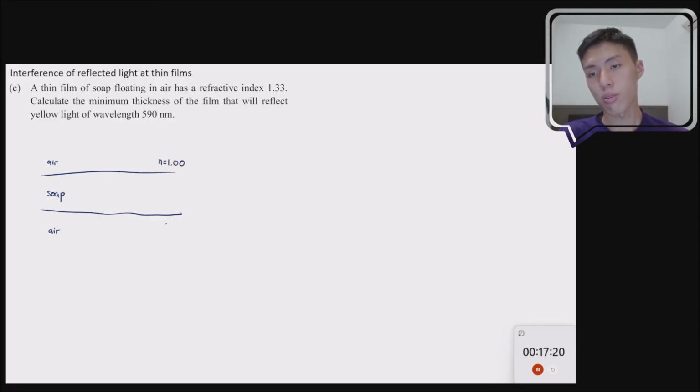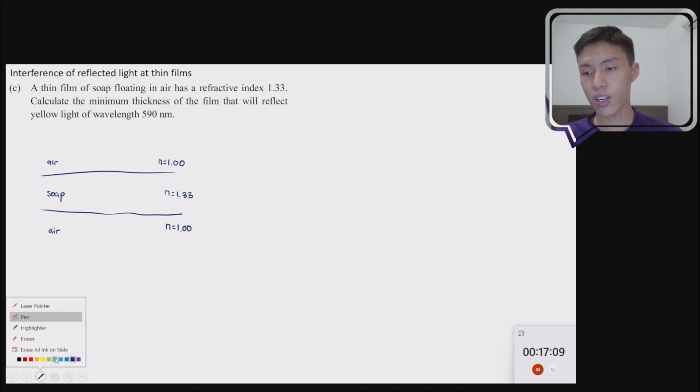For air, it should be 1. For the thin film, the soap will be 1.33. Why do you want to draw this diagram over here? It's because you want to check whether there's any phase change happening at both the boundary or not.